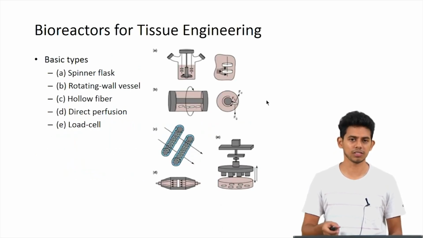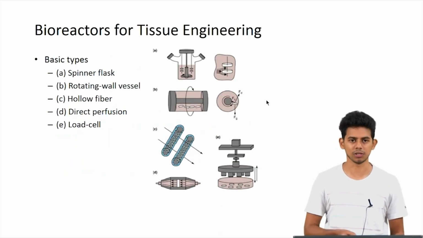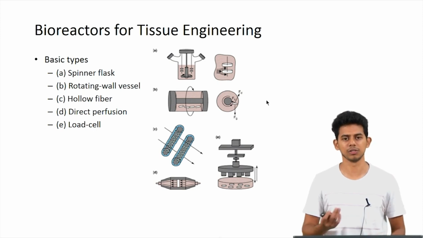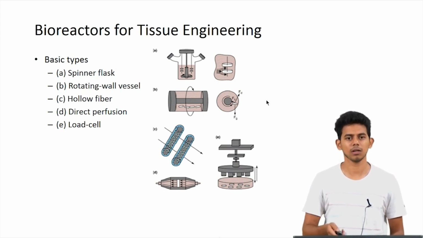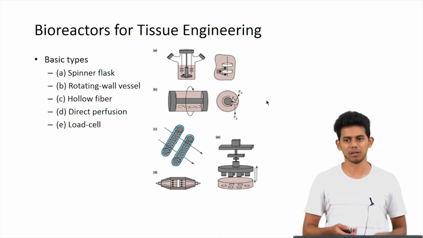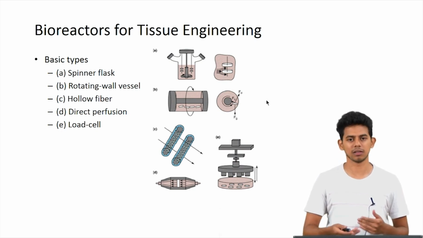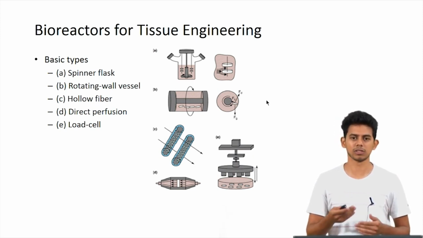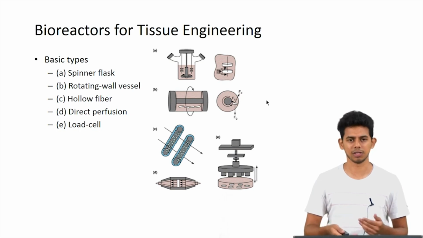So these are the basic types of bioreactors which are used in tissue engineering. The first one is a spinner flask, wherein a low degree of agitation is given to the flask. The second one is the rotating wall vessel, wherein the cells remain in suspension and the bioreactor keeps rotating. This offers a slight degree of shear stress, which is required for cell lines like epithelial cells.